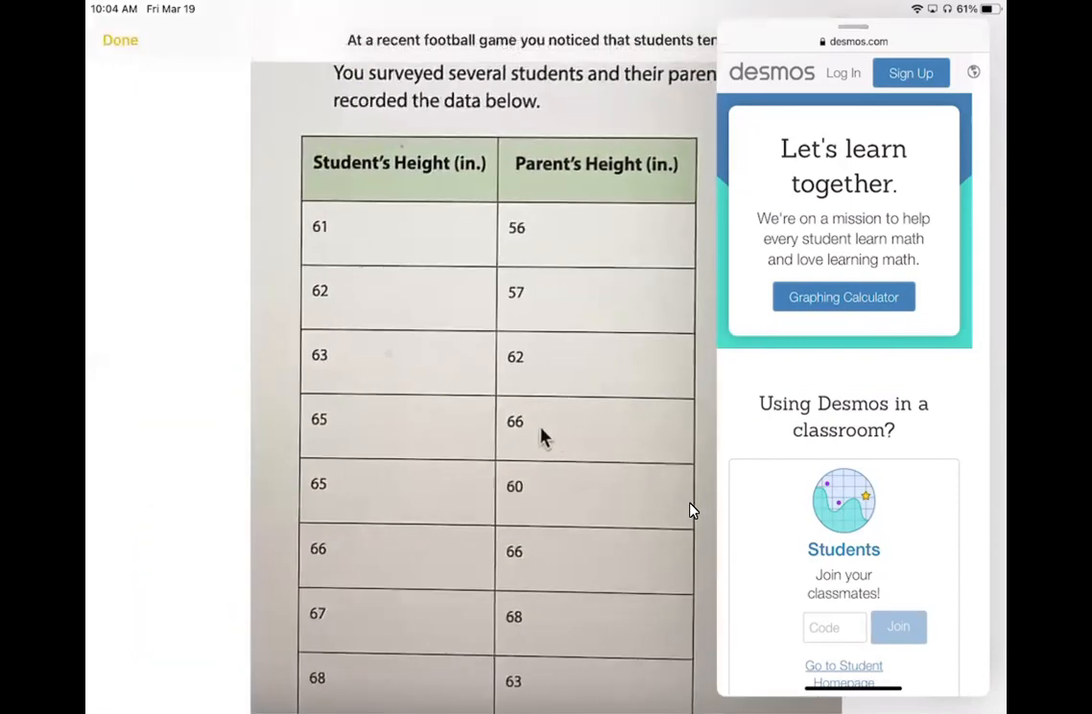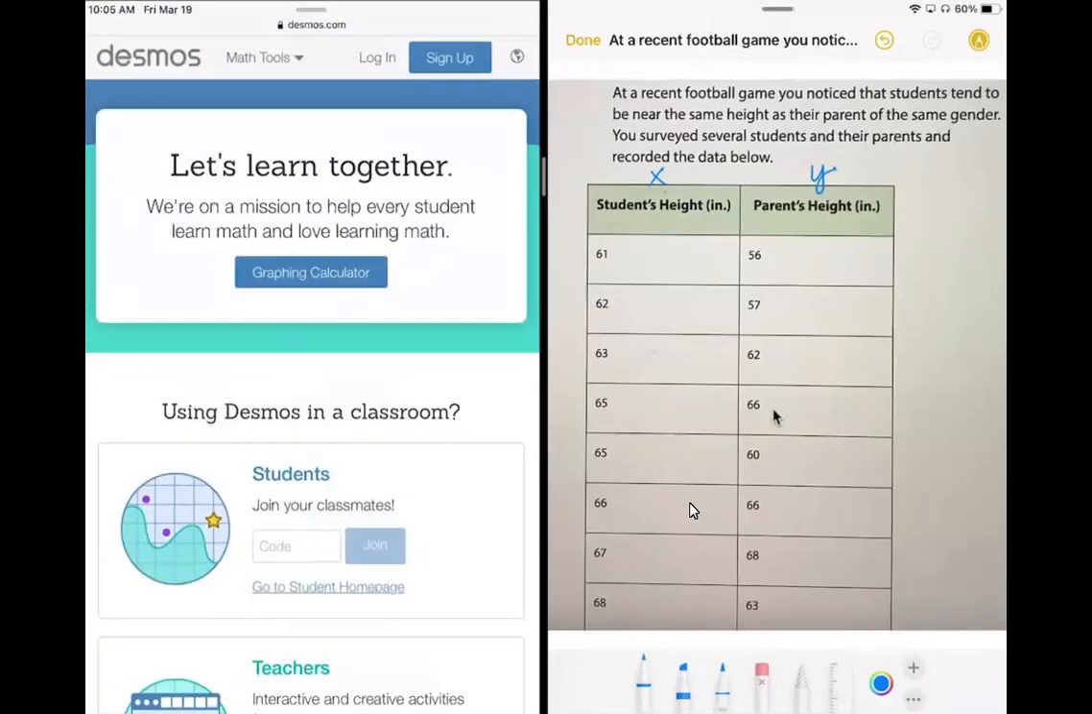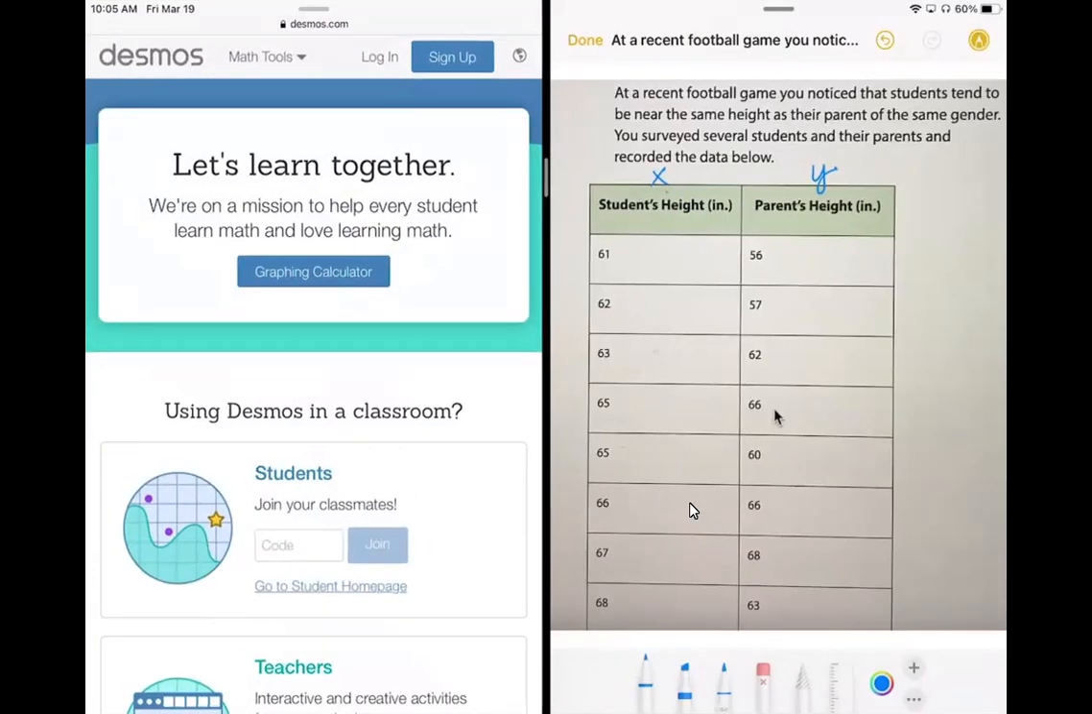So before we get into anything, I want you to know that the student's height is going to be X and the parent's height is going to be Y. And remember that when we're writing a line, we always need to have a slope and a y-intercept, or when we're writing a linear line, right? So linear lines are when we have y equals mx plus b.